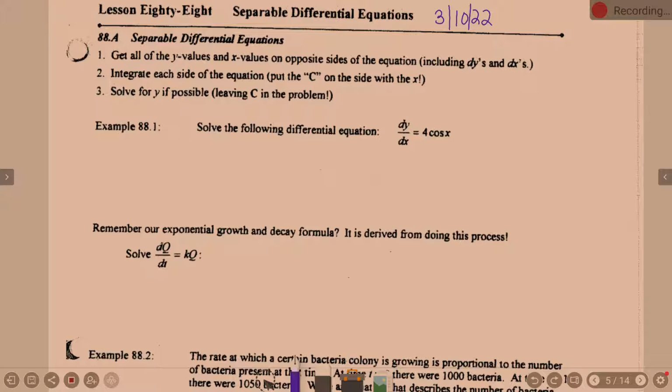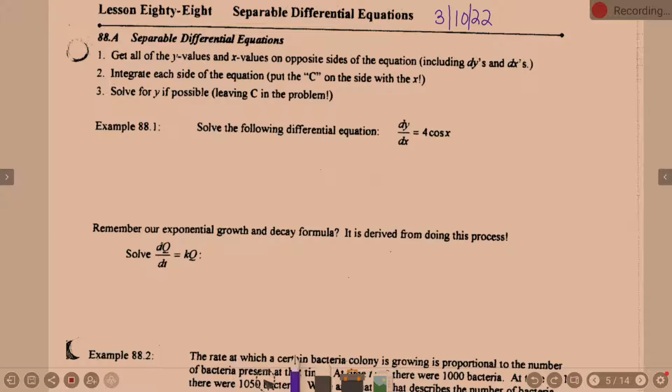After that, our job will be to integrate each side of the equation. As we integrate each side, when you integrate an indefinite integral, of course, you need a plus c. We don't need a plus c on both sides of the equation, so typical is to put it on the x side. And then we will solve for y. In other words, our goal will be to make the equation y equals, if possible, depending on the situation, and then leaving that c in the problem as part of the answer.